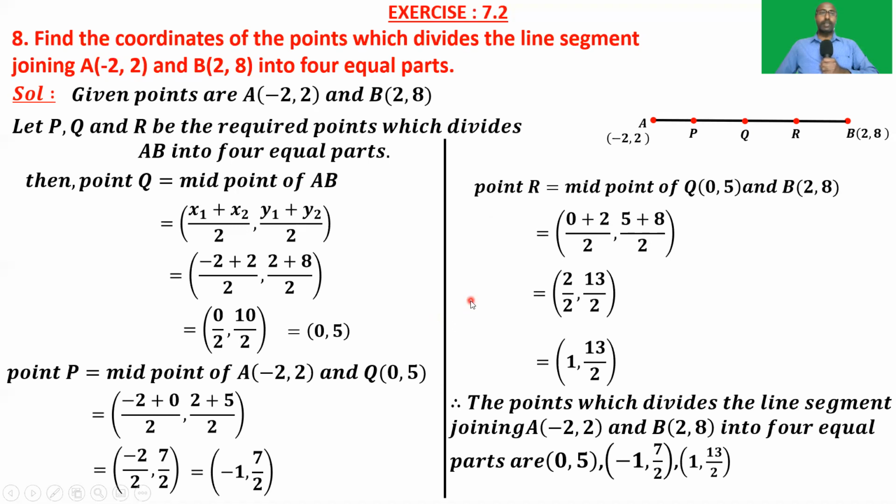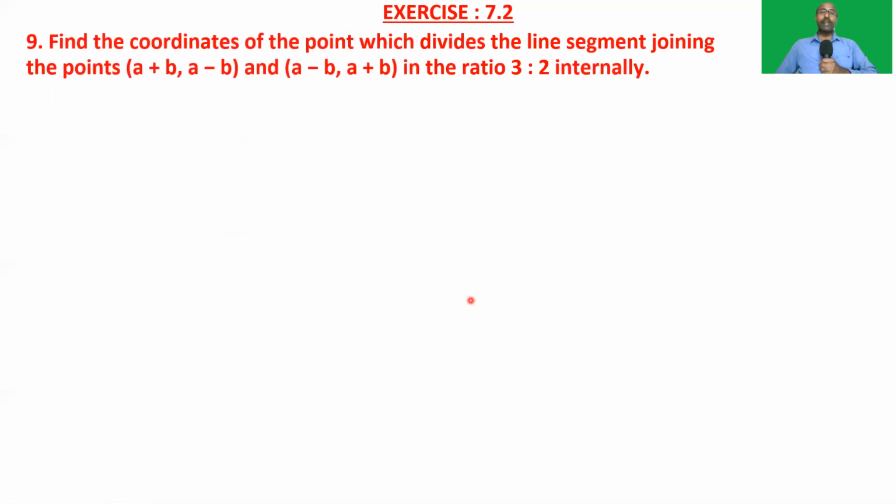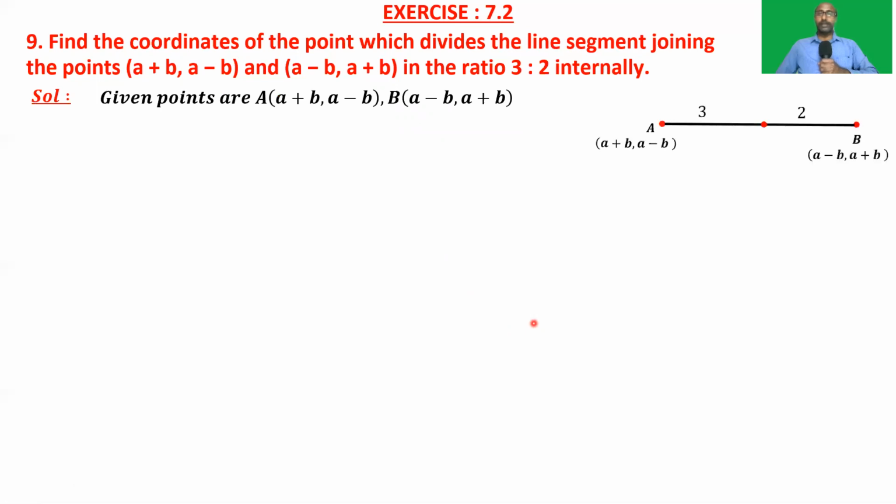Now, the next problem is: find the coordinates of the point which divides the line segment joining the points A (a + b, a - b) and B (a - b, a + b) in the ratio 3:2 internally. So here the points are A (a + b, a - b) and B (a - b, a + b). And now we have to find the point which divides AB in the ratio 3:2. It is nothing but the section formula that we have to use here. Okay.